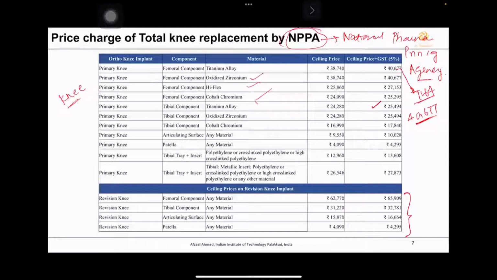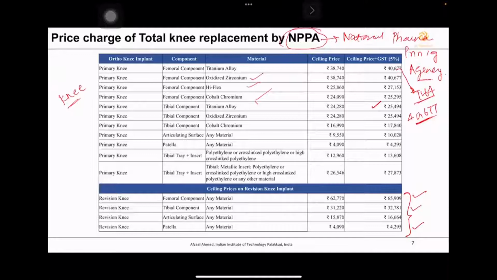If you see femoral component, any material, it is fixed to 65. Tibial component, it is fixed to 32. Patella, it is fixed to 4,000. And again, this will easily cross 1 lakh rupees just for repair. So this repair cost is much higher compared to the initial cost, and these costs are fixed by the government. Now the implant manufacturing industry cannot charge you anything.